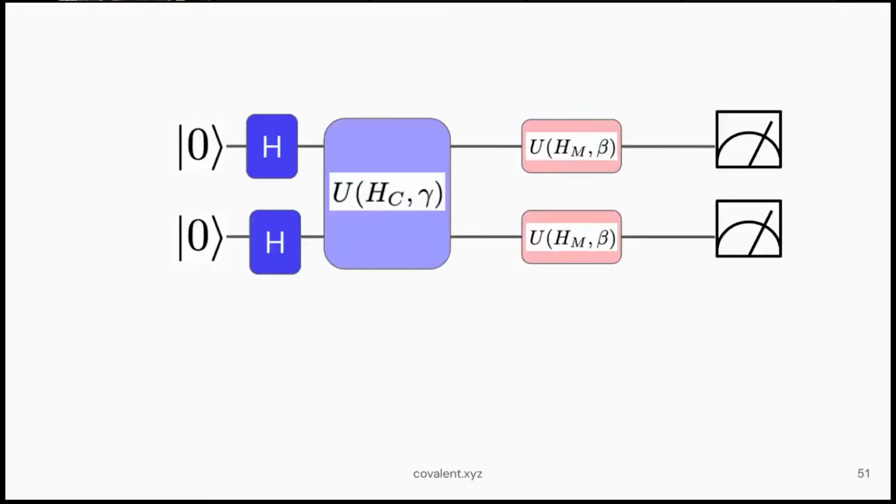So a circuit for QAOA would look something like this, where first we start out with our Hadamard gate. If you remember, that's this common gate in quantum computers that takes a state and puts it in a superposition of 1 and 0 with 1/2 probability of being in either one. We apply our cost Hamiltonian, and then we apply our mixer Hamiltonian.